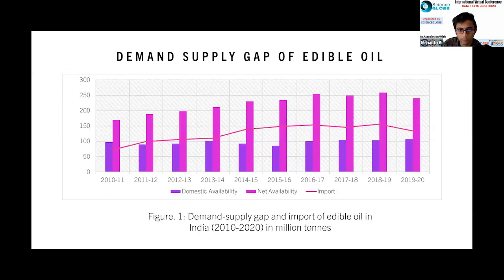And yeah, this is the demand supply gap of edible oil. Domestic availability is our domestic production. Net availability is the total demand of edible oil in India. And the line which denotes the import. We could see that the total demand for edible oil in India is much larger than the domestic production. And yeah, so this results in a huge amount of imports of edible oil, and you can see that from the graph. The graph shows there is a huge amount of import.